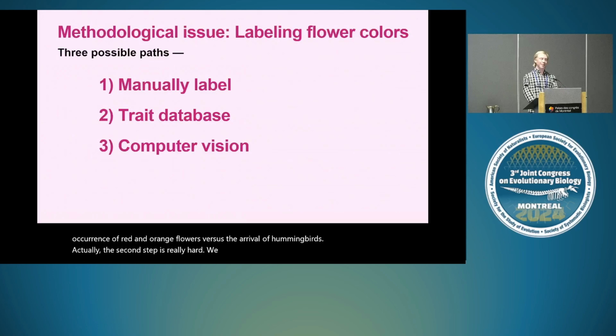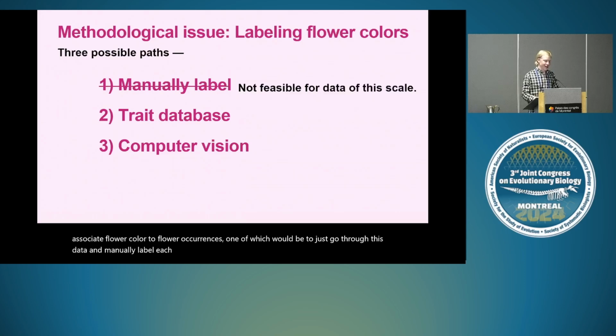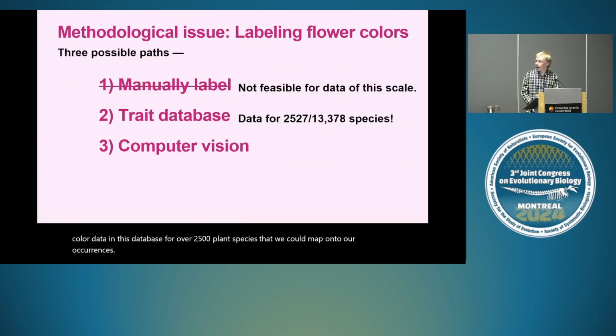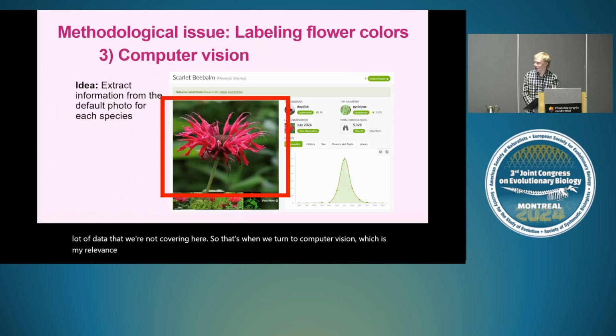We identified 3 possible paths that we might take to associate flower color to flower occurrences, one of which would be to just go through this data and manually label each flower with a color. Obviously, that's not possible for us. We also explored using a trait database, and we were pretty happy finding that we had flower color data in this database for over 2,500 plant species that we could map onto our occurrences. But our denominator here of 13,000 species is still pretty large, indicating that there's a lot of data that we're not covering here. So that's when we turned to computer vision, which is my relevance to this symposium.